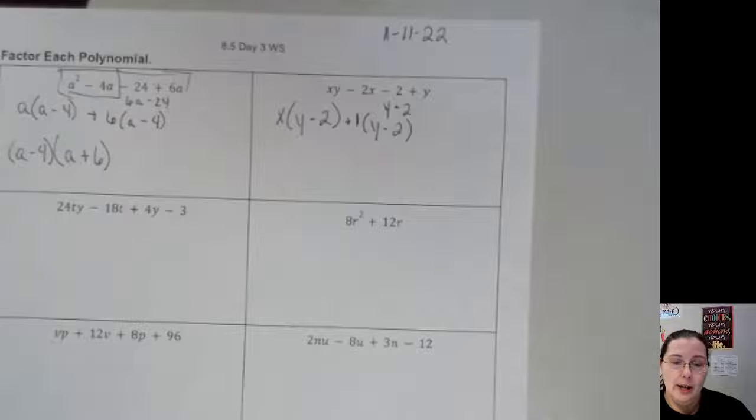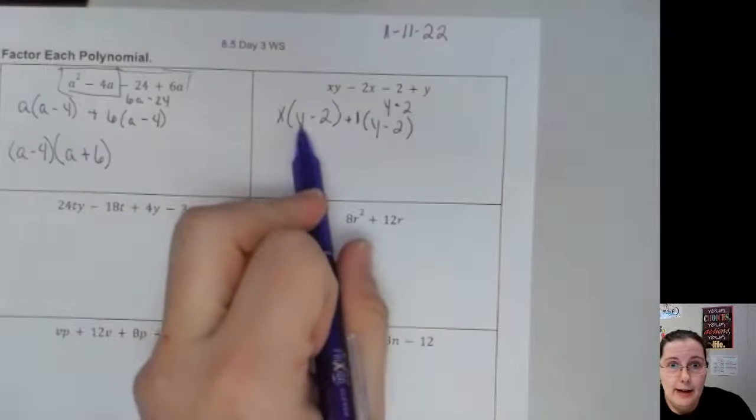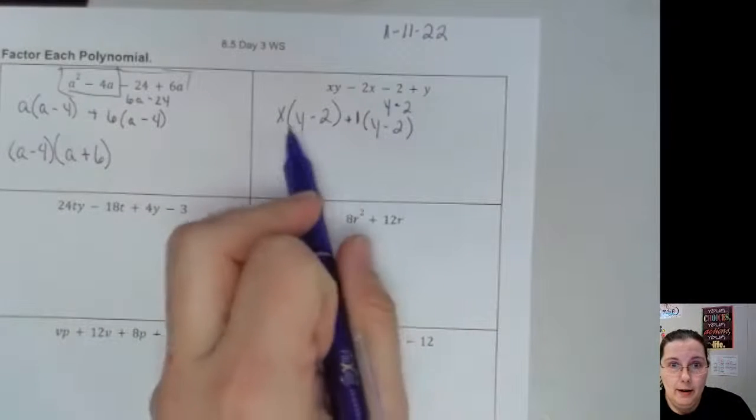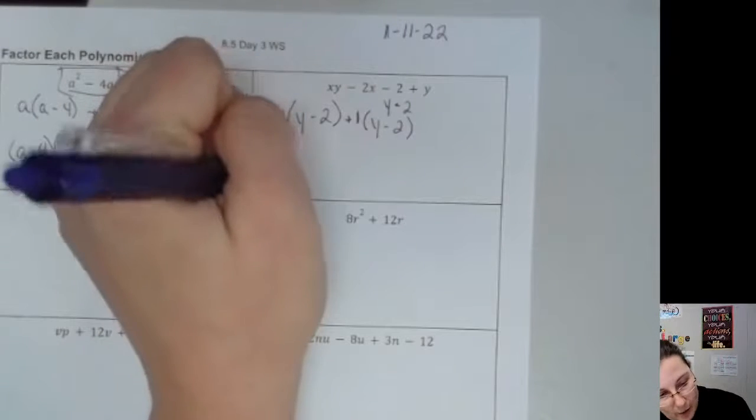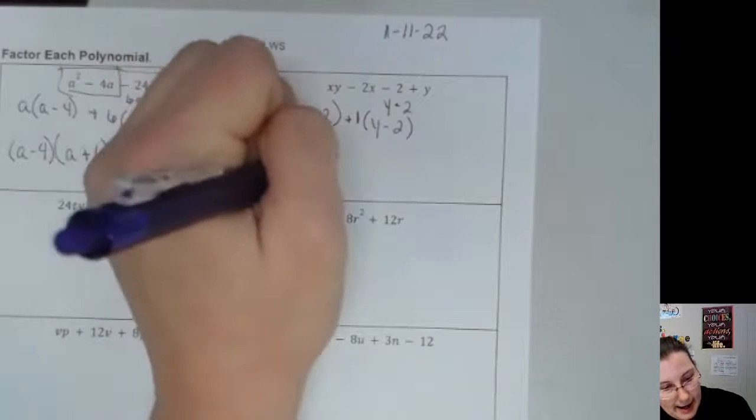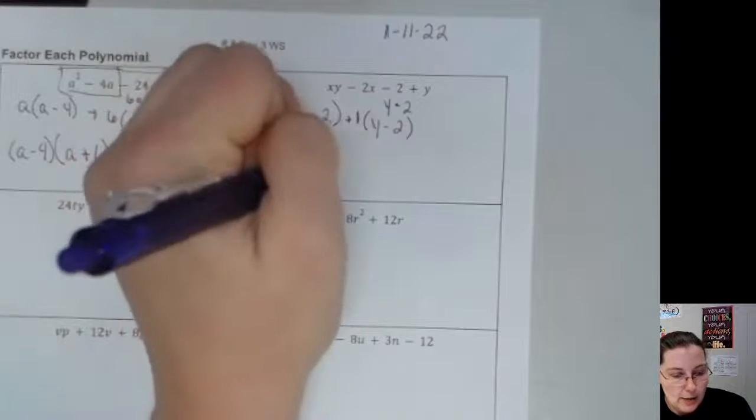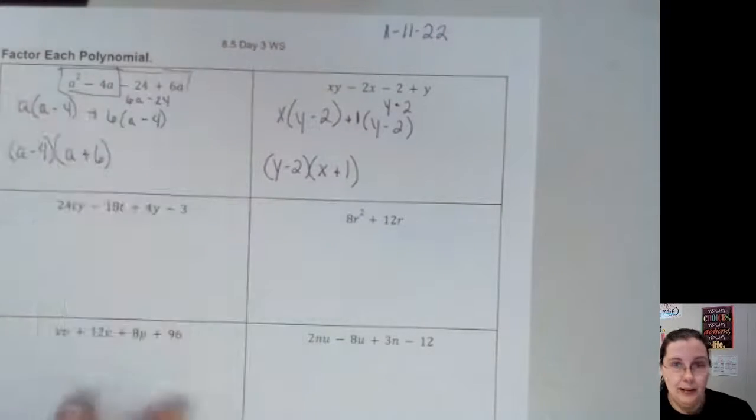In this situation, after I've done that, I can look and see that I have y minus 2 is my common factor here. So I'm going to have that y minus 2 pulled out, and then what's left over is x plus 1. So I have x plus 1 left over.